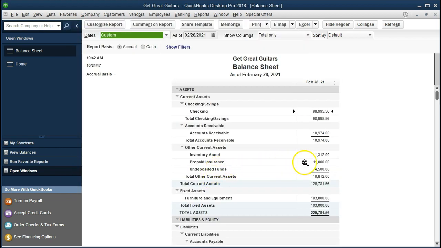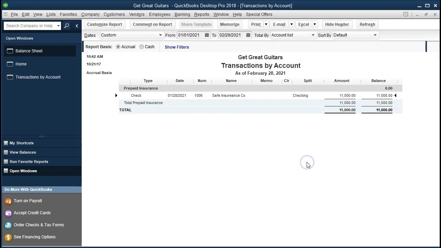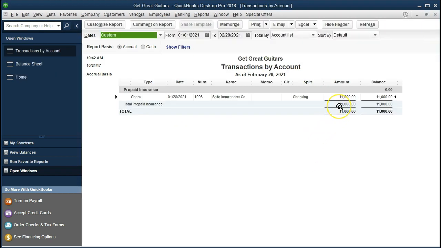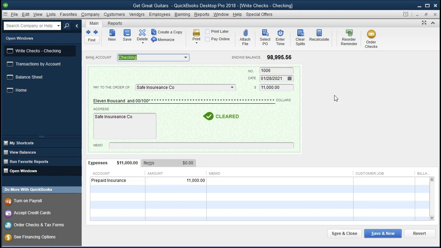We will be concentrating this time on this $11,000 there in prepaid insurance. Double clicking on that, we see that we have the $11,000 here happened at the end of January that we paid for this. If we double click on that, we see that we actually wrote a check for this amount. The thing to note here is that we put this to prepaid insurance rather than insurance expense, which might be what we would think that we would want to put it to.